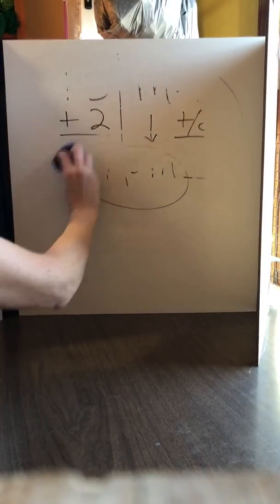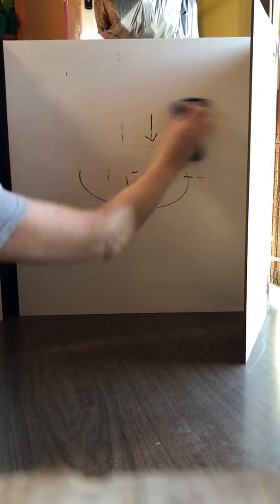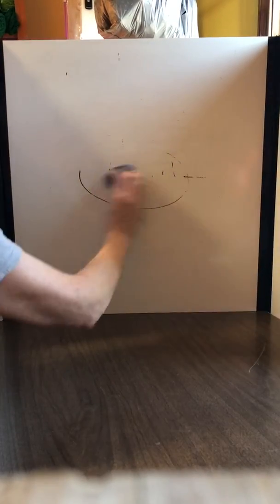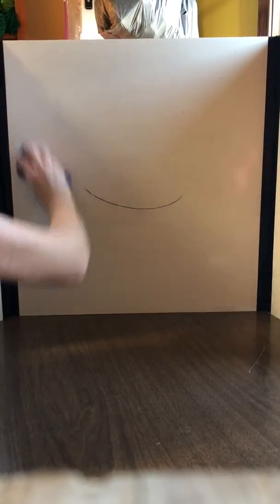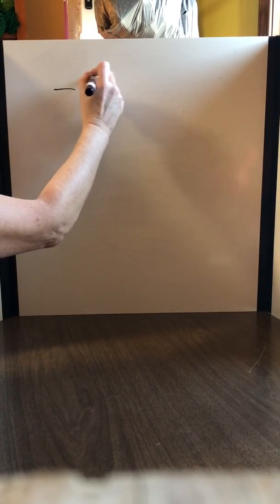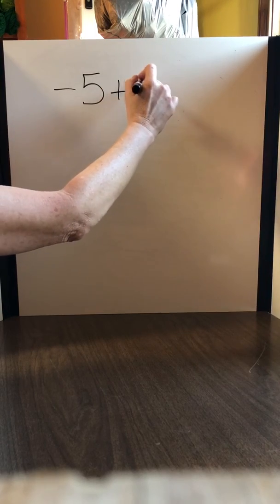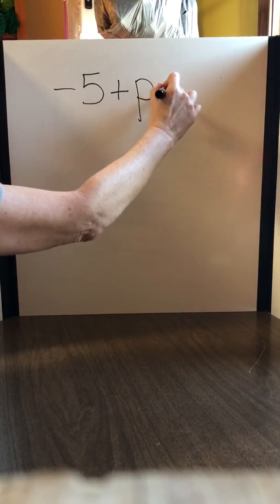You also might have something that looks like this. Let's get that out of the way. I hope that wasn't in the way through all my examples, because that's going to be a bummer. Let's say I had something like this. A negative 5 plus p equals 10.